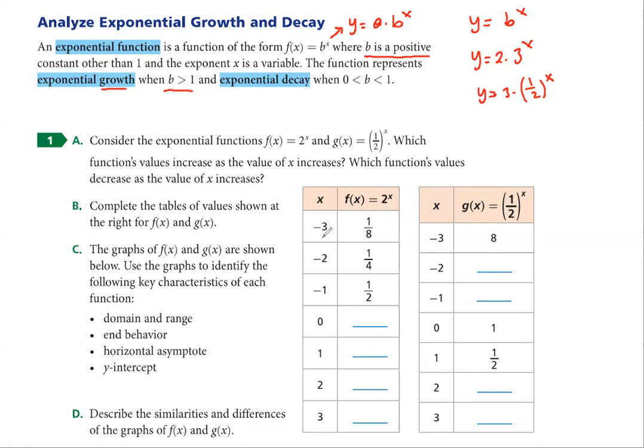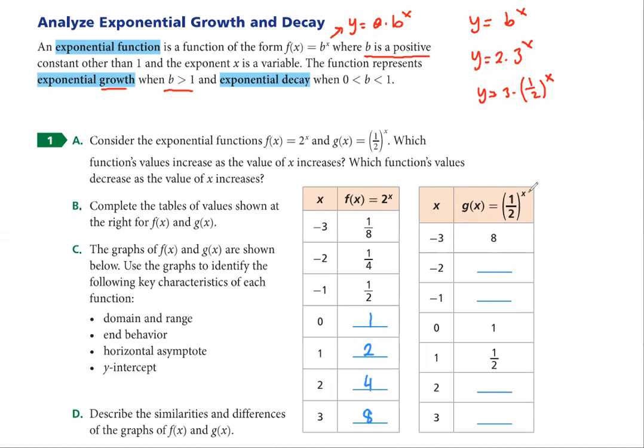For 2 to the x, if you plug in -3, you will get 2 to the -3rd power, which is 1/8. If you plug in -2, you will get 2 to the -2nd, which is 1/4, and this is 1/2. If you choose 0, 2 to the 0th power is 1. If you choose 1, 2 to the first power is 2. If you choose 2, you will get 4, and this is going to be 8, okay?